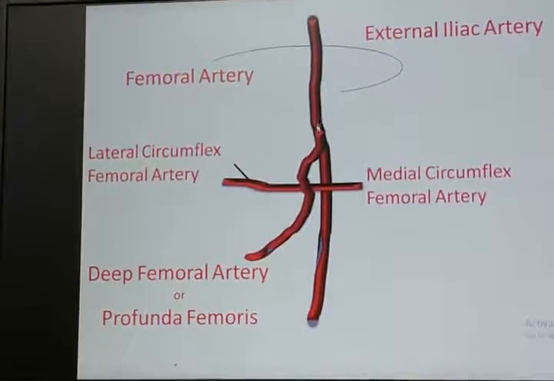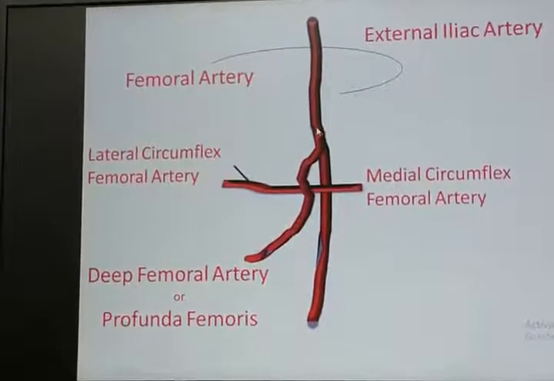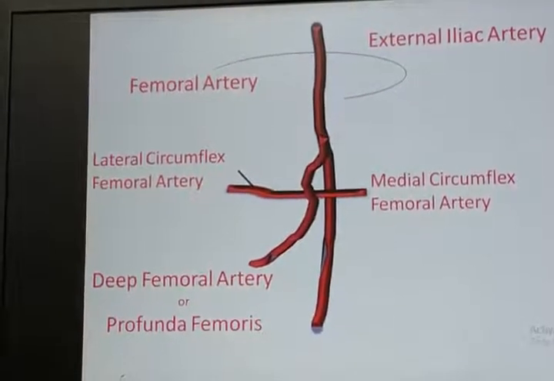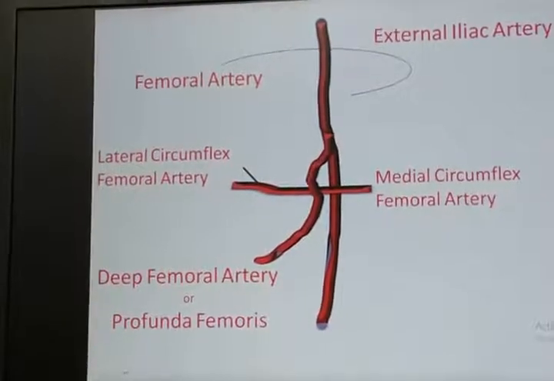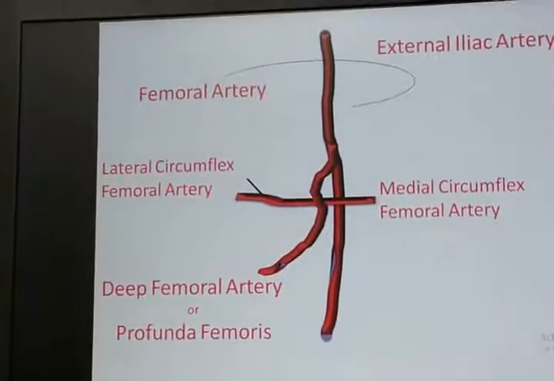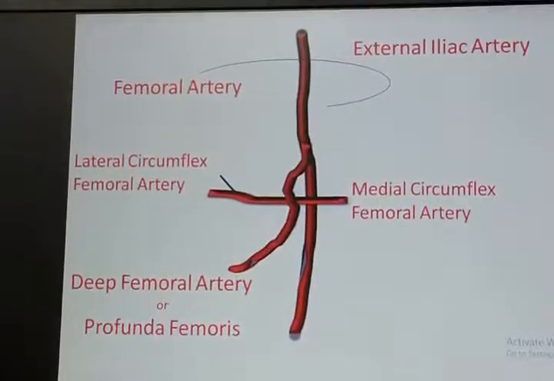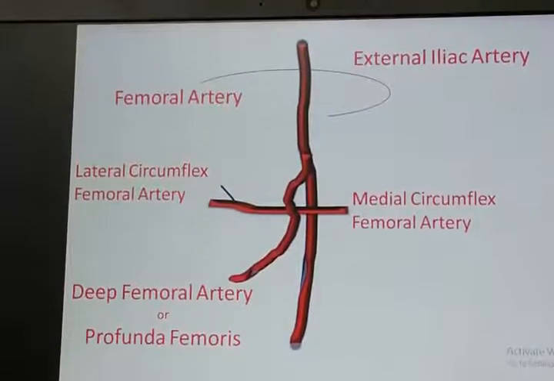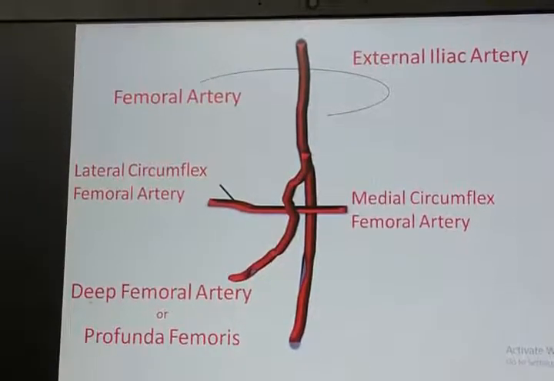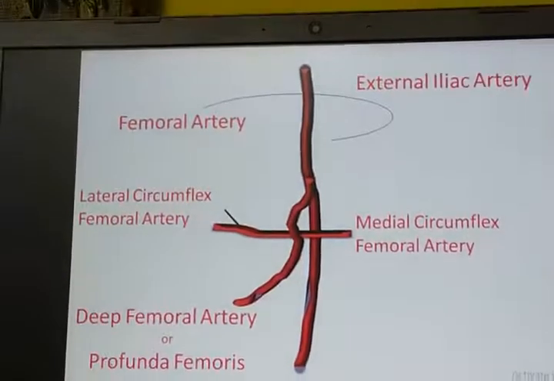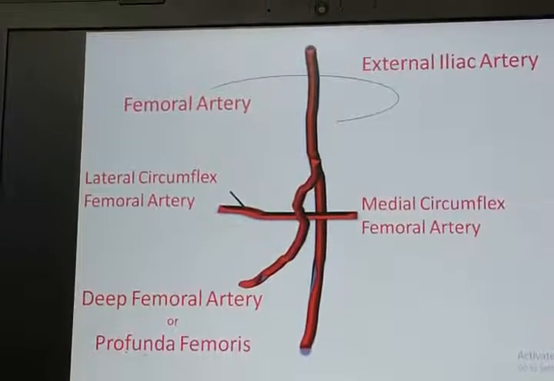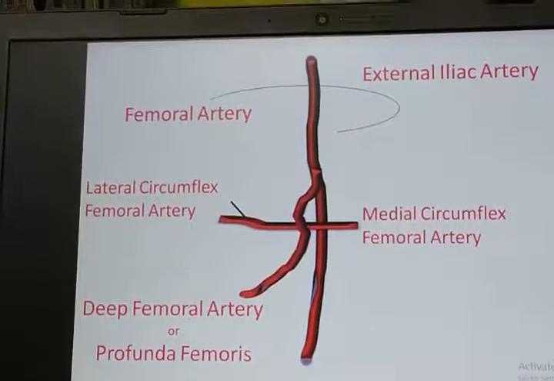Now for the femoral artery, we will be getting the superficial branches and the deep branches. In the superficial branches, we will be getting the superficial epigastric artery, superficial circumflex iliac artery, superficial external pudendal artery, deep external pudendal artery, and the muscular branches also come from this particular artery.